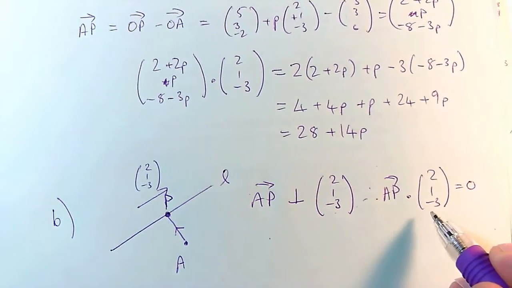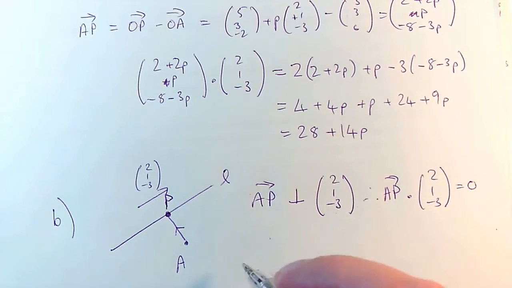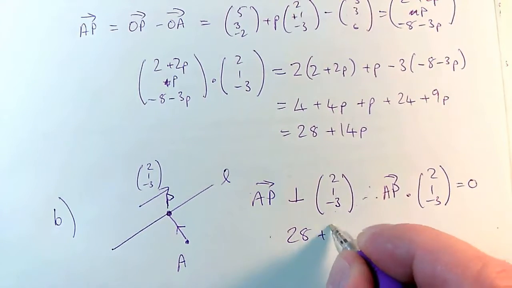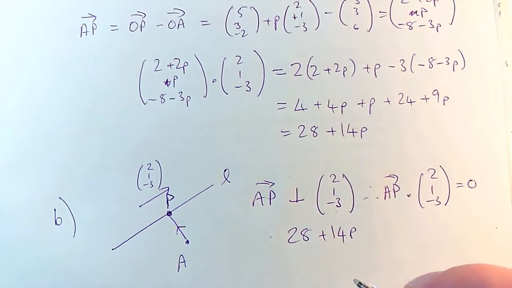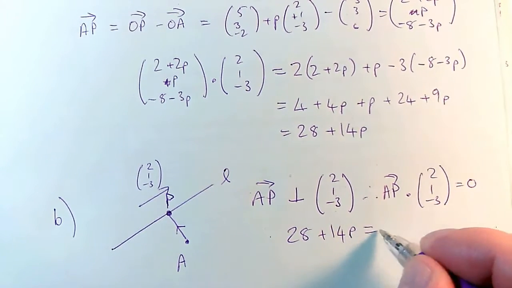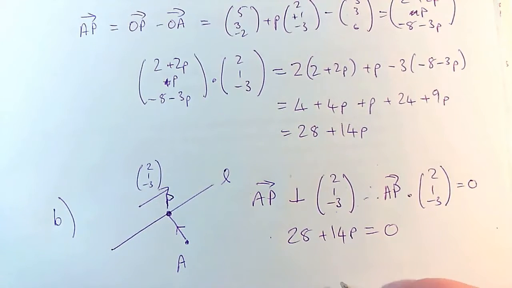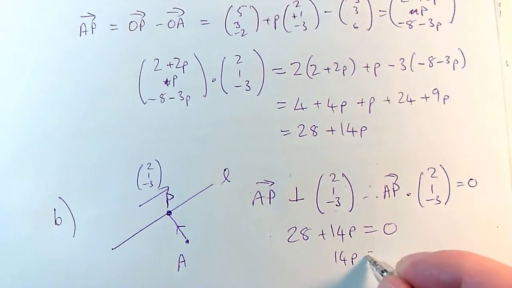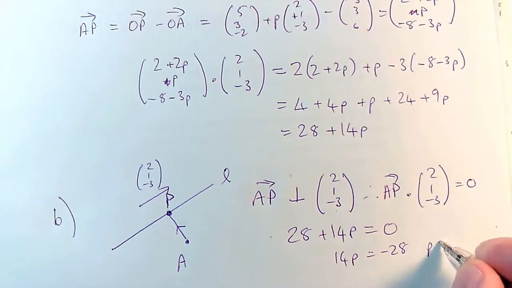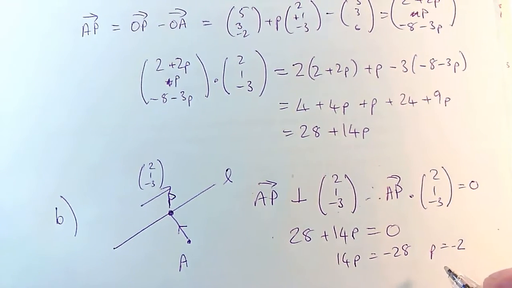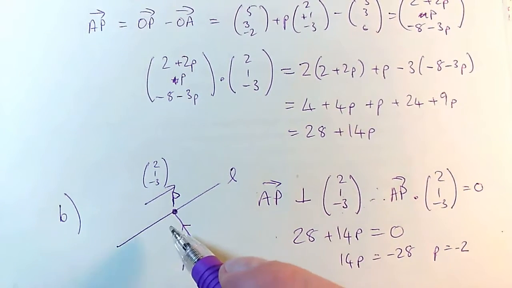So the test for perpendicularity is that AP dotted with that equals 0. But I've just done AP dotted with this vector. It was the 28 plus 14p. So all I have to do to get my marks here is work out what value of p makes that equal 0. Well, 14p is minus 28, so p is minus 2. And then use that to find the position of P.